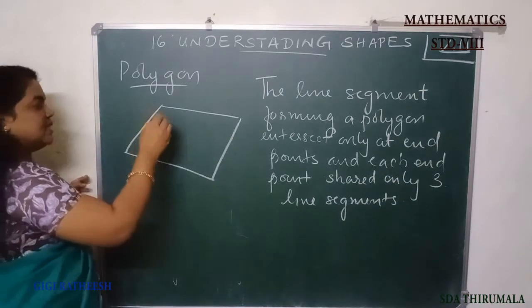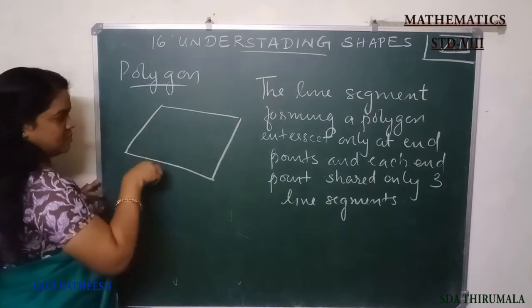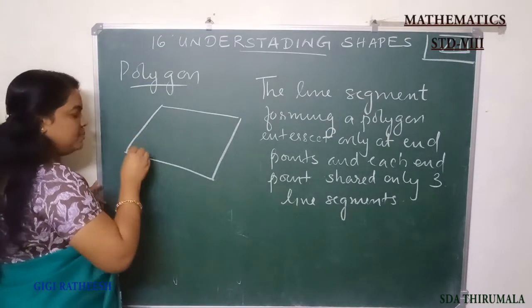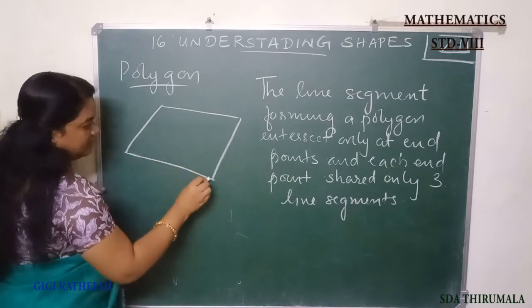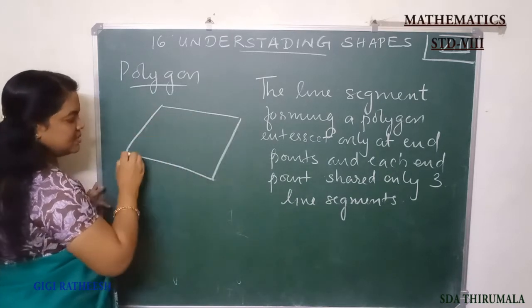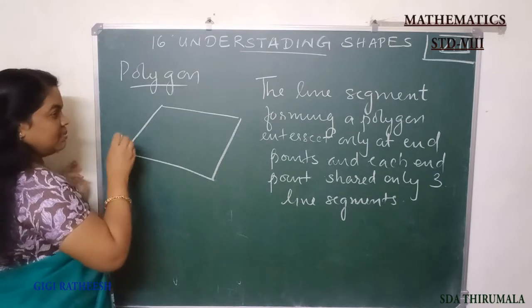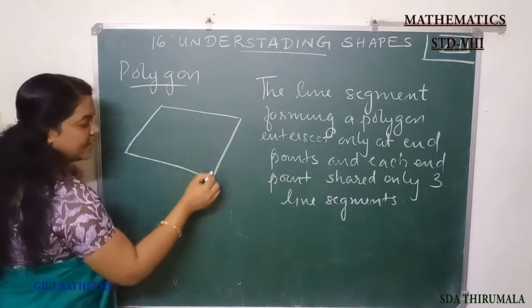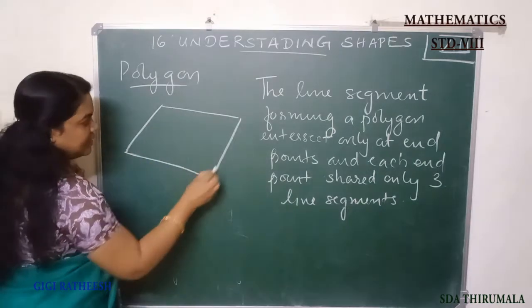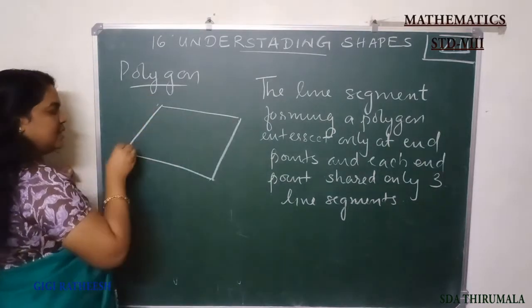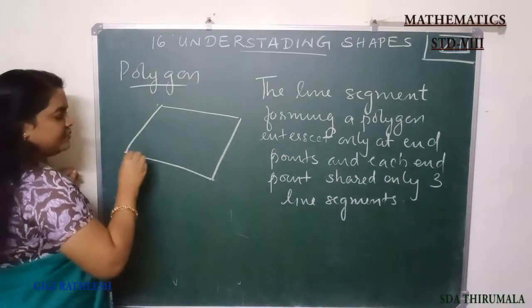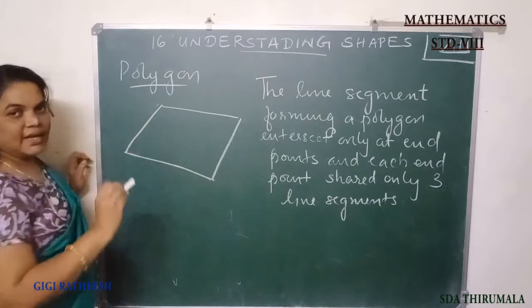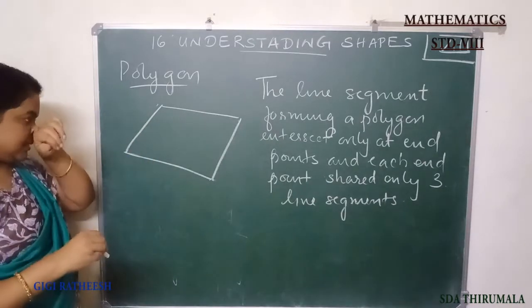That is, it is a closed plane figure. This is a closed figure. And this is the boundary of this closed figure. And it is bounded by straight line segments. This is a straight line, and here it is bounded by 4 line segments. That is called a polygon.